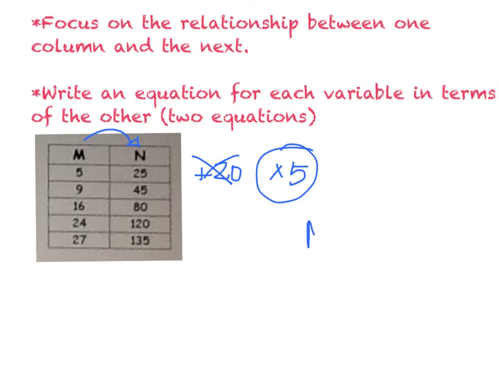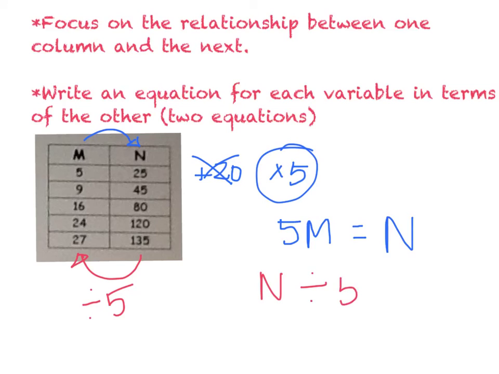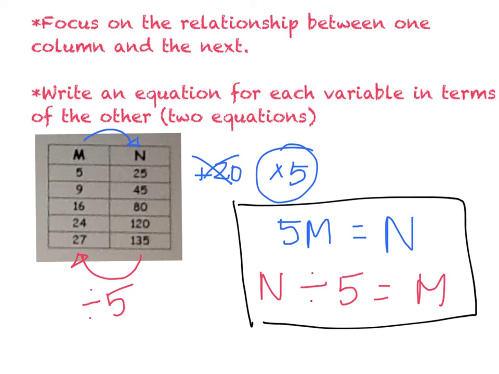So I'm going to take my m value and multiply by 5. I'm going to show that by putting the 5 right next to the m. And that's going to equal or tell me my value for letter n. When I go back the other way again, I'm going to think of opposite operations. If I multiplied by 5 to go one way, I'm going to divide by 5 to get the other. 25 divided by 5 is 5, 45 divided by 5 is 9, and so on. So I'm going to take my n value, I'm going to divide it by 5, and that's going to tell me my m value. So my two equations are as follows.